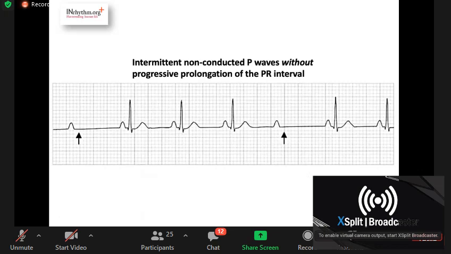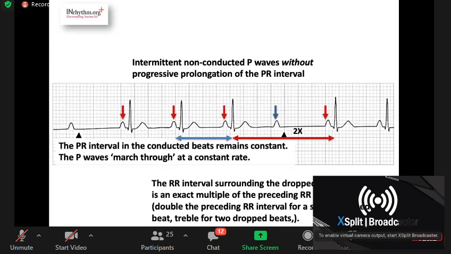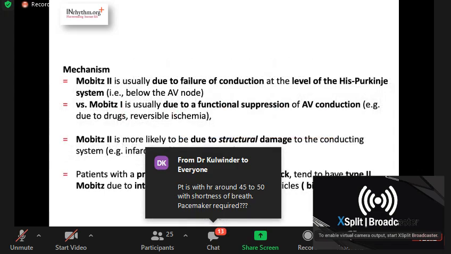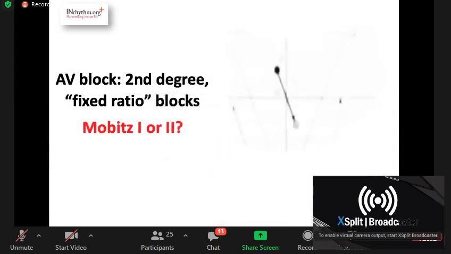Now, here we are having the P wave which is not conducting. And if you look at the PR interval, that is pretty much normal. Right? So whether it is a 2-to-1 AV block or a type 2 AV block, or Mobitz type 2 AV block, again you have to check. If you look at the RR interval surrounding the dropped beats, it should be exactly a multiple of the RR interval. So this we have discussed. Now coming to the fixed type of AV block, like 2-to-1, 3-to-1 AV block.